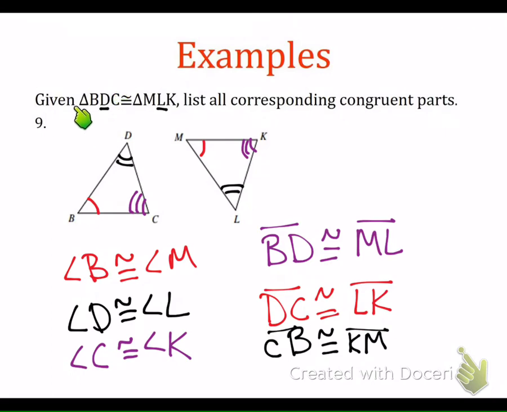CB, I just went first to last. I like to do it with that because this one ended in D, this one started in D, this one ended in C, it started in C. If you go first to last like BC, that's fine as long as you do MK. So as long as you write them the same way, you're good. And we don't have to write the congruent statement here because it's already there.